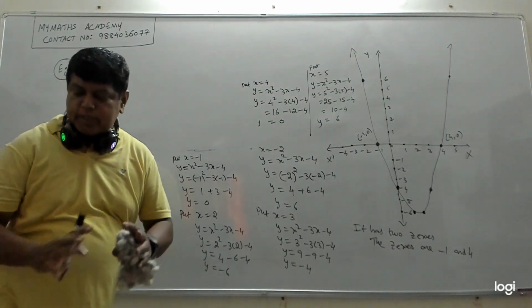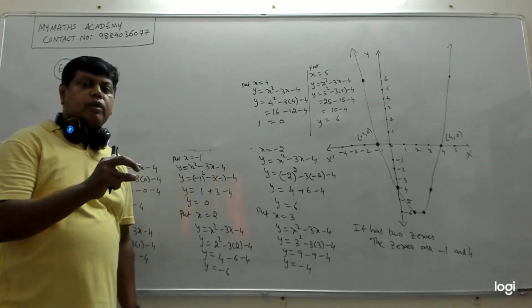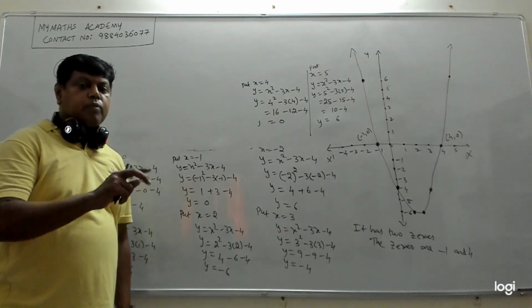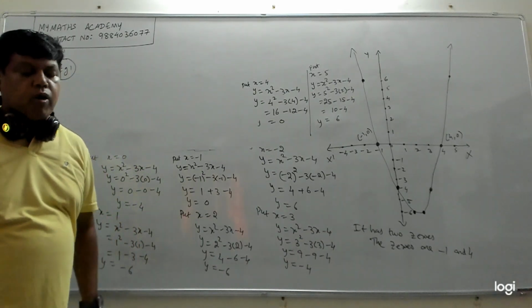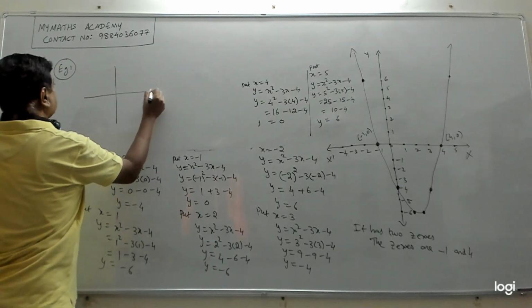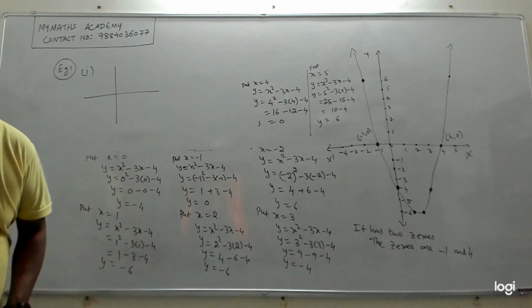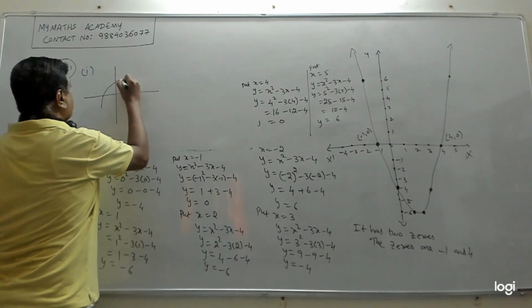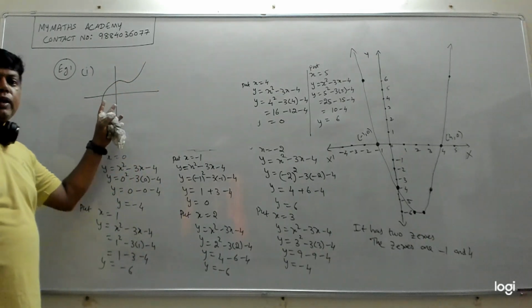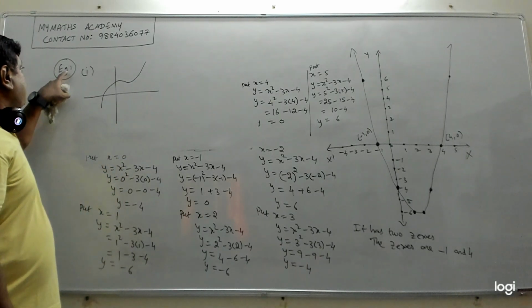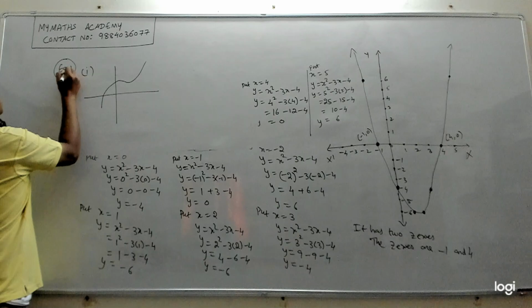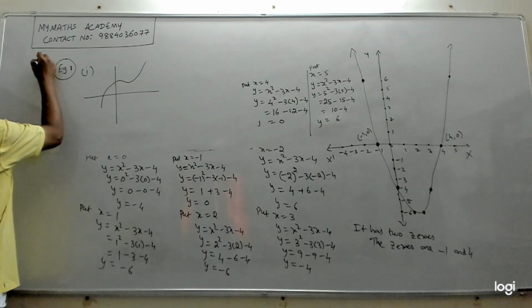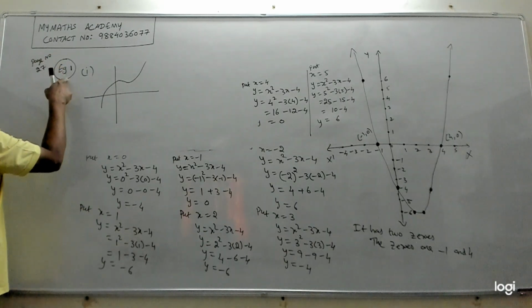There are 6 graphs given under example 1. Looking at each graph, we need to tell how many zeros a particular polynomial has. What is given is the graph of the polynomial. Now I am taking the first graph. The graph is something like this, right? It goes here, then it goes down, and then it goes like this. The first graph in example 1. EG1 means example 1, page number 27 in your textbook.